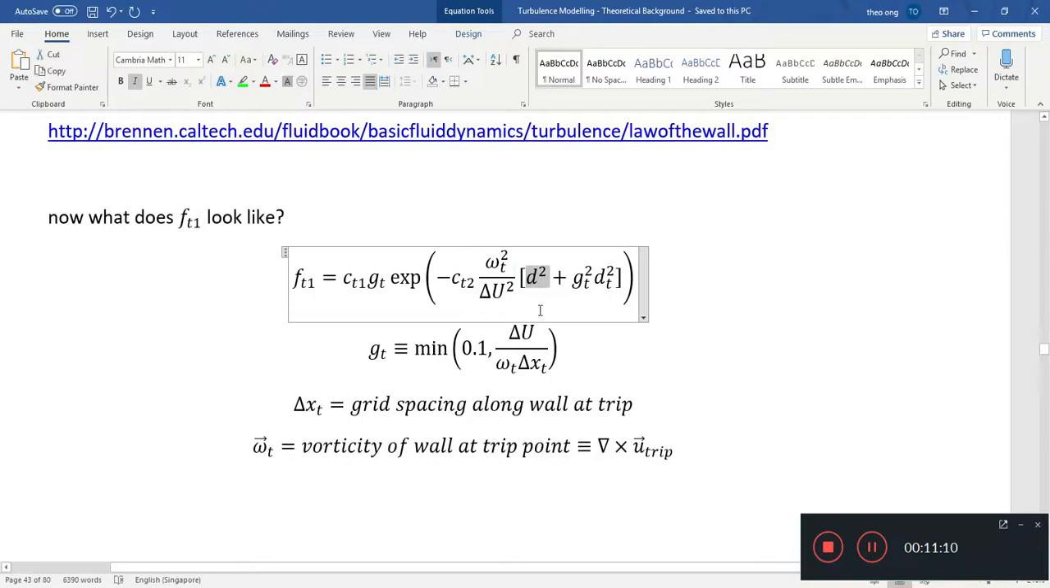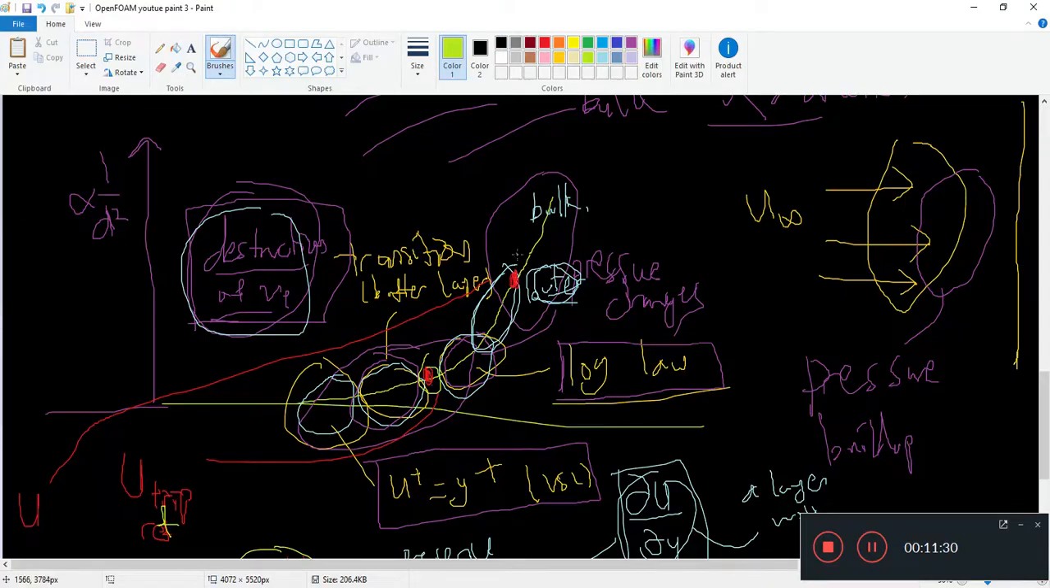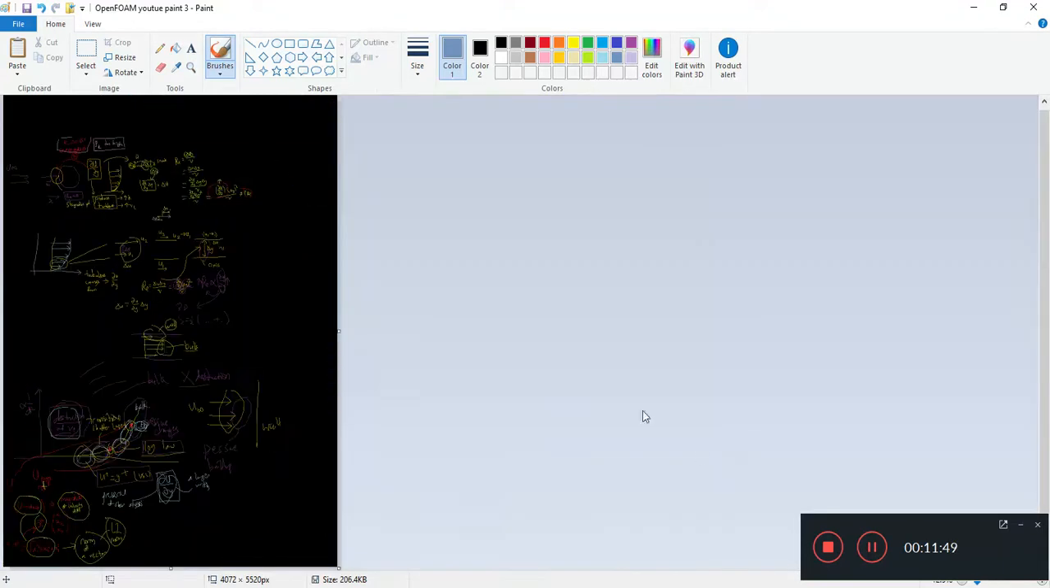And what is dt? Let's take a look. dt is stated here. We also introduce dt, the distance from the field point to the closest trip point or line. So it's the closest distance from, let's say, here to, in a 3D plot, so to speak, there will be a turbulent transition region over here. This is getting a bit messy. It's very hard to see now. There are too many lines there.